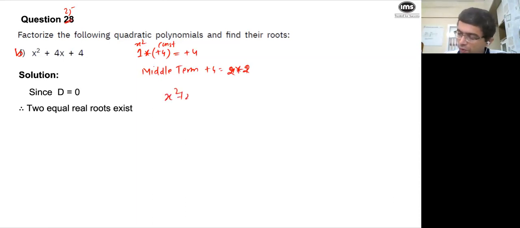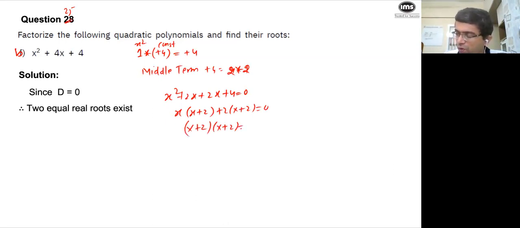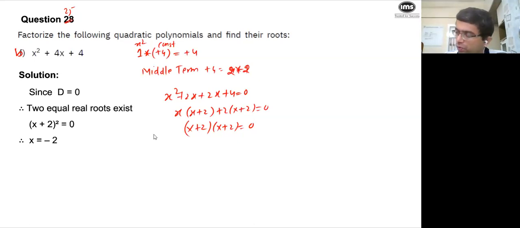So x square plus 2x plus 2x plus 4 is equal to 0. So x into x plus 2 plus 2 into x plus 2 is 0. So x plus 2 is equal to 0. It is going to have two roots, just that the value of both the roots is minus 2. So minus 2, minus 2. I will write the same answer twice because it's a quadratic. It has to have two roots, a repeated root. Right?